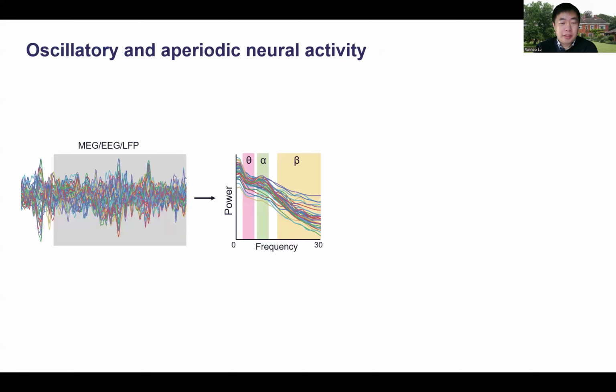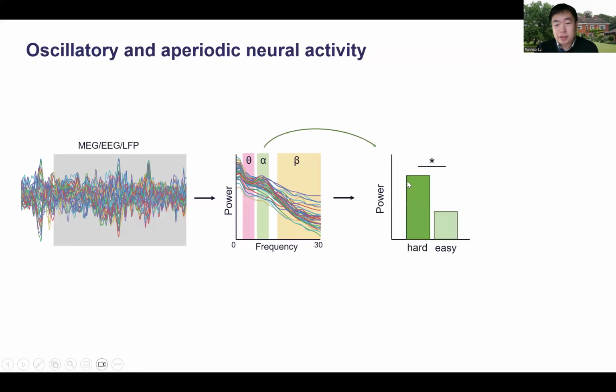So frequency domain analysis is one of the commonest analyses for MEG, EEG, and local field potential data. For cognitive scientists, we often look at power differences in different frequency bands, like theta, alpha, and beta, in different cognitive conditions. For example, we may find an alpha decrease in an easy condition compared to a hard condition, and we may interpret it as alpha playing an important role in demand coding. But this could be a little bit problematic.